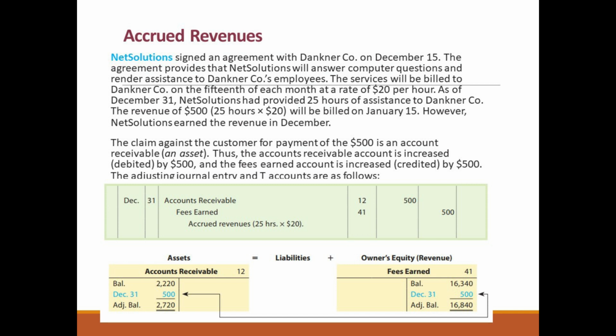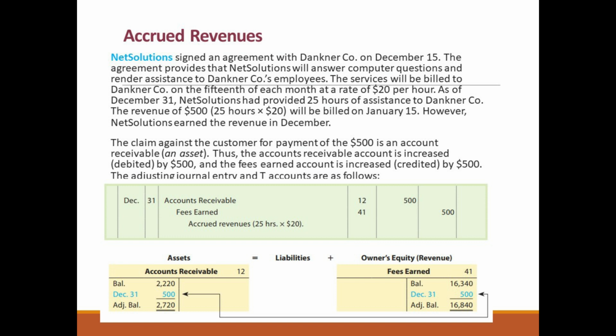During an accounting period, some revenues are recorded only when cash is received. Thus, at the end of an accounting period, there may be revenue that has been earned but has not been recorded. In such cases, the revenue is recorded by increasing, debiting, an asset account, accounts receivable, and increasing, or crediting, a revenue account, fees earned.